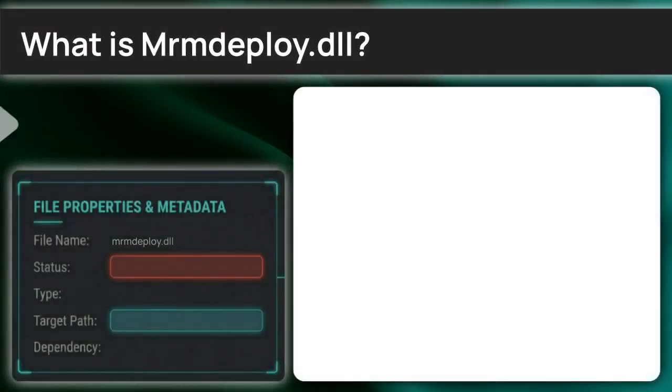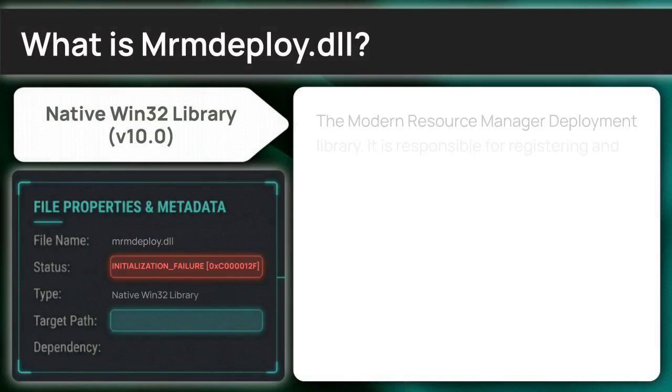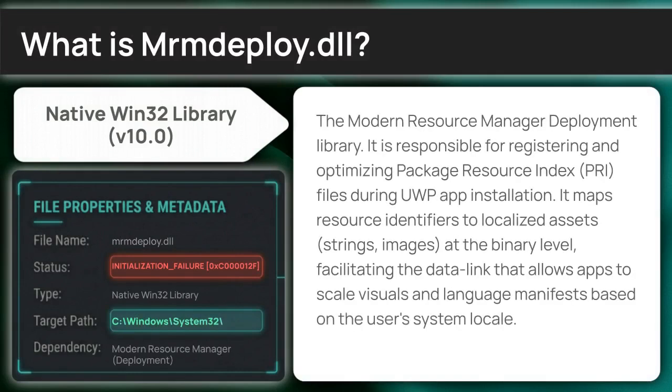This is the Mrmdeploy library, the Modern Resource Manager deployment library. It is responsible for registering and optimizing package resource index (PRI) files during UWP app installation. It maps resource identifiers to localized assets, strings, and images at the binary level, facilitating the data link that allows apps to scale visuals and language manifests based on the user's system locale.